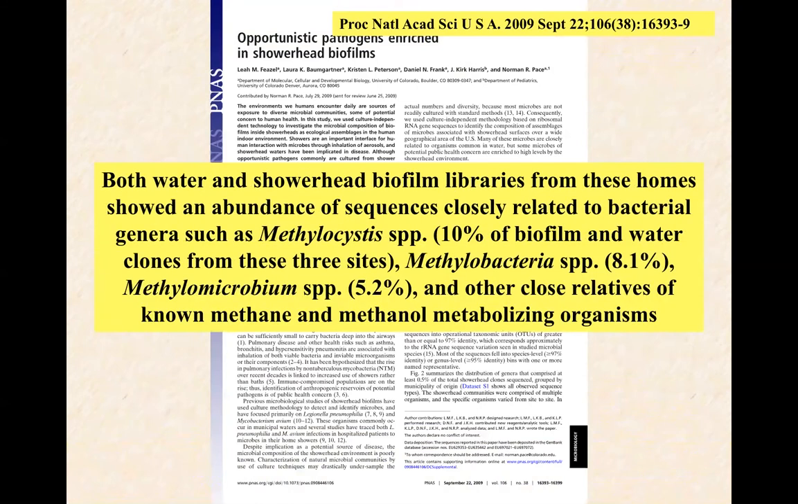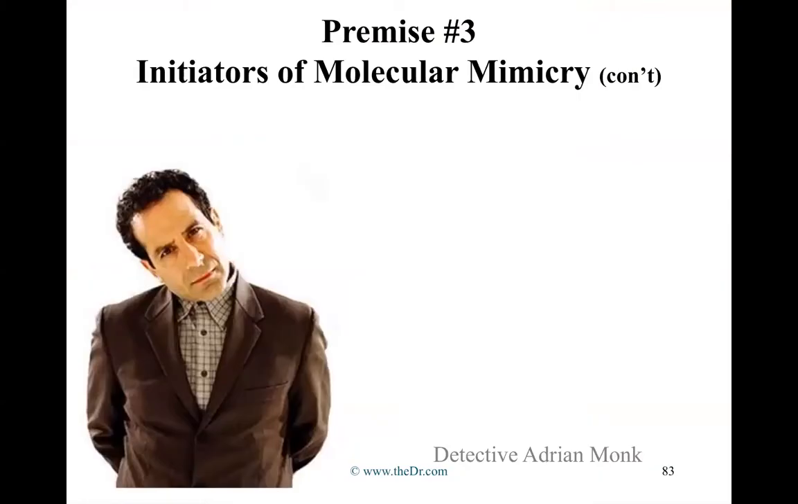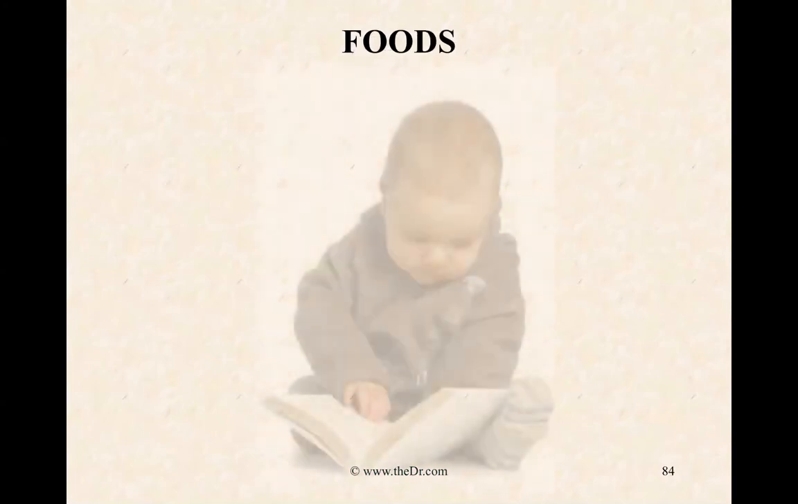So I just threw this in here so you say, oh my gosh. Anytime you have a patient that's got recurrent oropharynx, sinus, lung congestion, bronchitis, asthma, on your checklist, you have to include bacterial exposures from a showerhead. You've got to rule that out. So back to more initiators of molecular mimicry. We've talked about bacteria. Let's talk about foods.